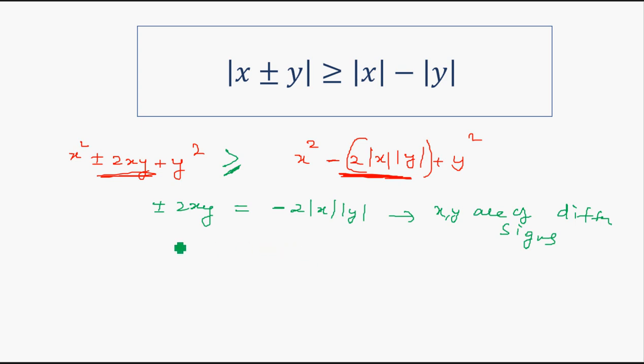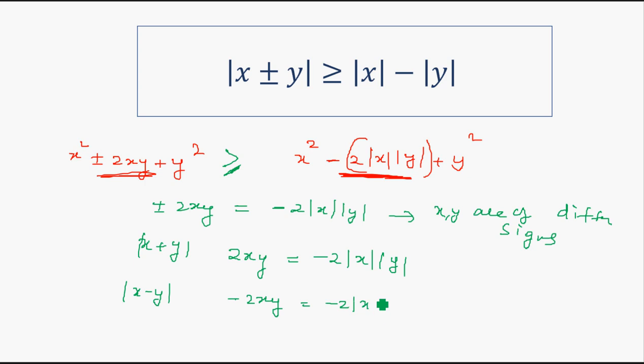Again, this is for the modulus of x plus y case. That is, if we take the modulus of x plus y, what is this component? Only the plus component, right? So 2xy will be equal to minus of this, and this is only possible when x and y are of different signs. Whereas in the case of mod of x minus y, we have this term, minus 2xy, equal to minus of 2xy. So when they are of the same sign, this is true.